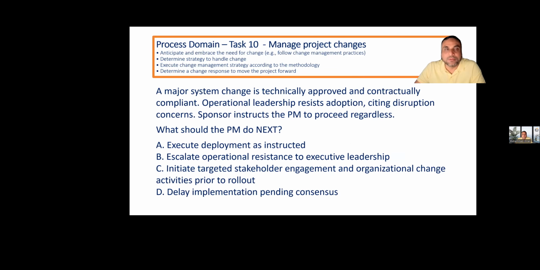Great. Next question. A major system change is technically approved and contractually compliant. Operational leadership resists adoption, citing disruption concerns. The sponsor instructs the PM to proceed regardless. Leadership is not happy and the sponsor is saying go ahead. What should the PM do next? Execute deployment as instructed, escalate operational resistance to executive leadership, initiate targeted stakeholder engagement and organizational change activities prior to rollout, or delay implementation pending consensus.